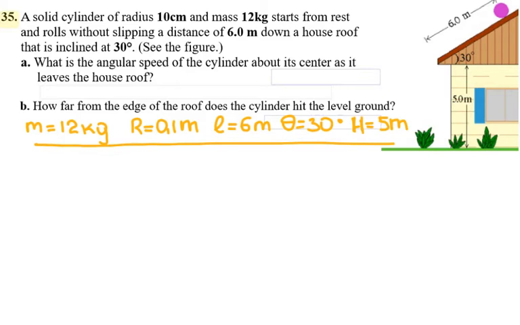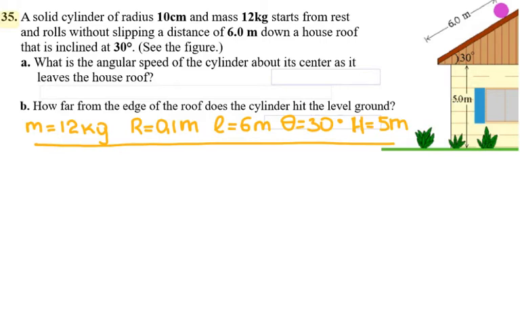The length it rolls down, which is 6 meters, and the height, how tall the house is, which is 5 meters, and the angle at which the roof meets the horizontal line with the house on the top. And so we need to find the angular speed of the cylinder about its center as it leaves the house roof. So I'm going to use the conservation of energy to solve this question.